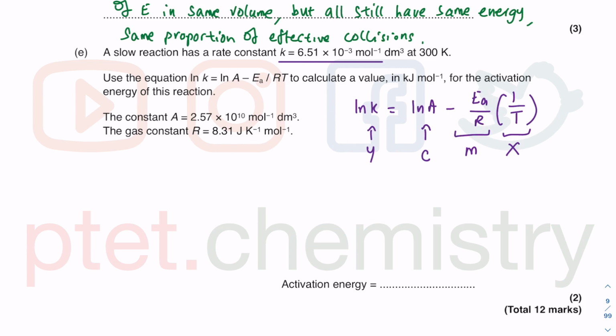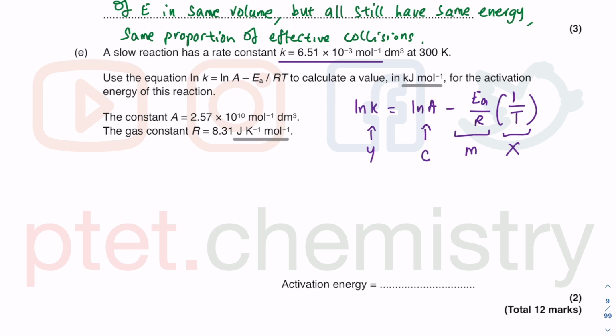Calculate activation energy. This is in kilojoule per mole. When you see the unit of R, this is in joule per Kelvin per mole, and therefore that Ea calculated will be in joule per mole. Later on, we convert to kilojoule per mole by dividing by 1,000. So use this equation. So what do we know?